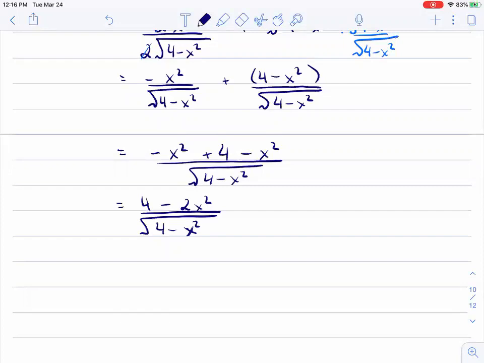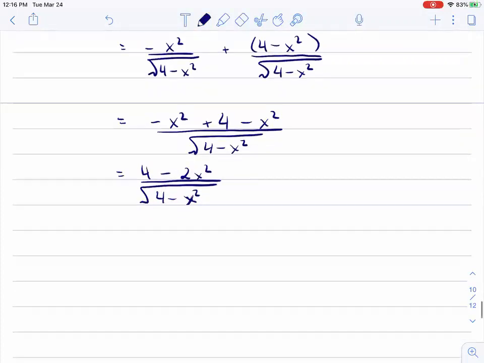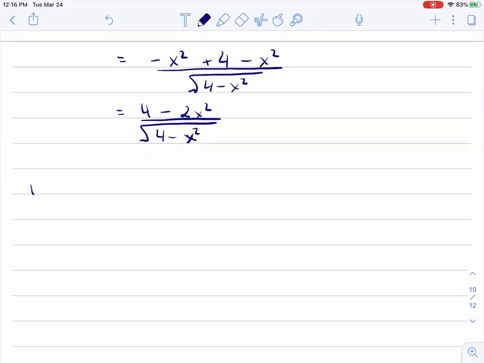That's as simplified as I need it to be, because now I can look at this and say, wherever this numerator is 0, that's my type 1 critical number, where the derivative is 0. And wherever the denominator is 0, that's my type 2 critical number, where the derivative does not exist. So finding my critical numbers is definitely the most work.